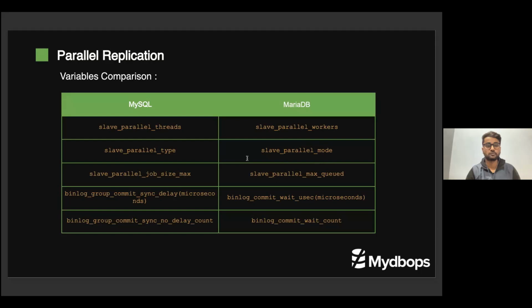And in the same way, binlog_group_commit_sync_delay and binlog_group_commit_sync_no_delay_count. In MariaDB we have binlog_commit_wait_usec, which is also in microseconds, and binlog_commit_wait_count, which decides the number of transactions we have to wait for before applying the commit.